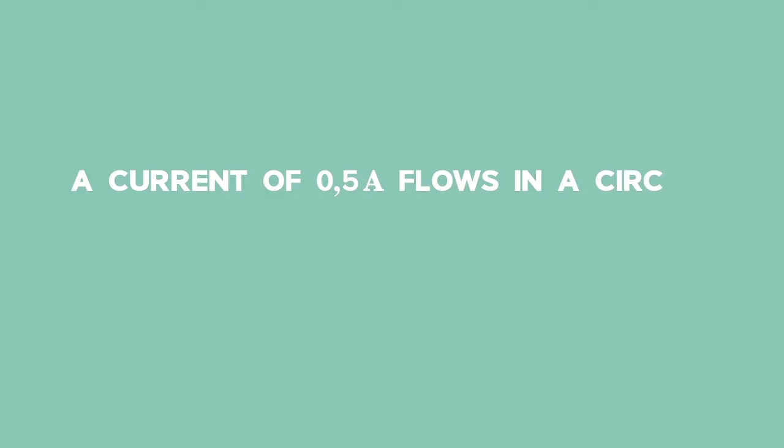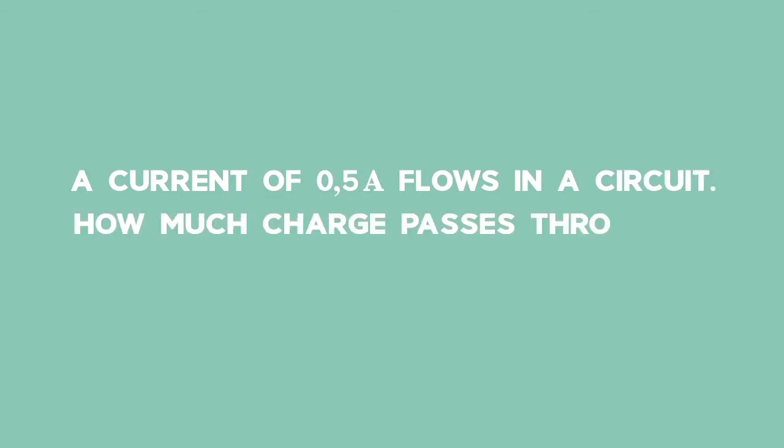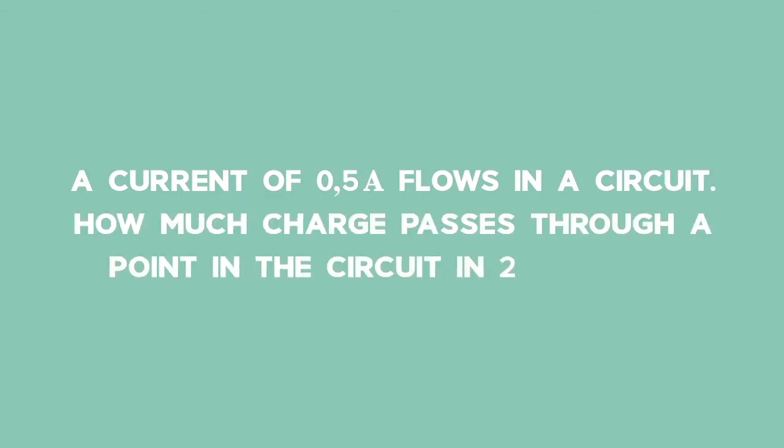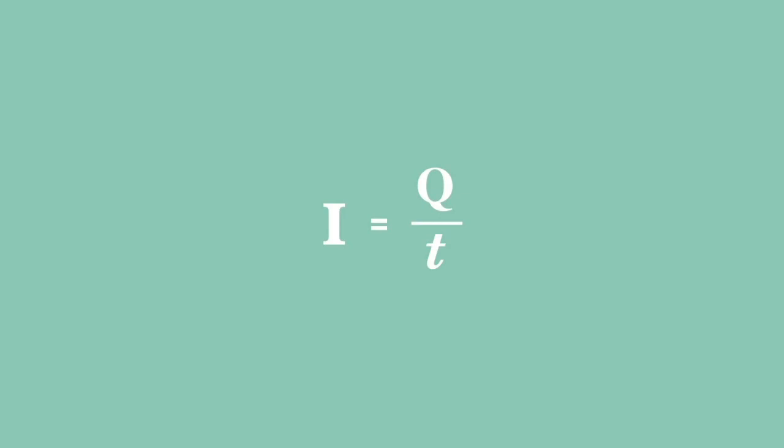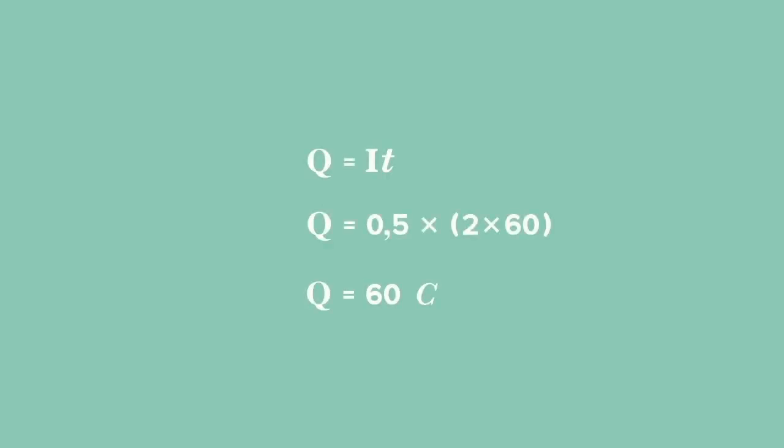Let's look at an example using this equation. A current of 0,5 amps flows in a circuit. How much charge passes through a point in the circuit in 2 minutes? Using the equation from earlier, we should remember that time must be in seconds, so to convert from minutes to seconds, we multiply by 60. This gets us to an answer of 60 coulombs of charge passing by in 2 minutes.